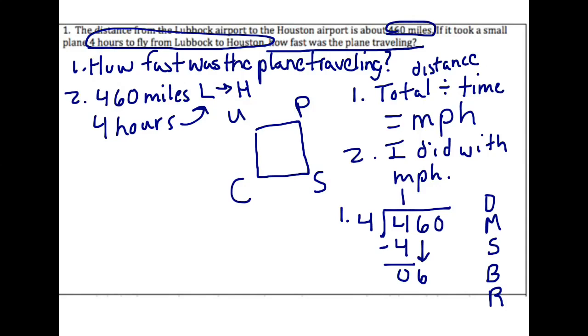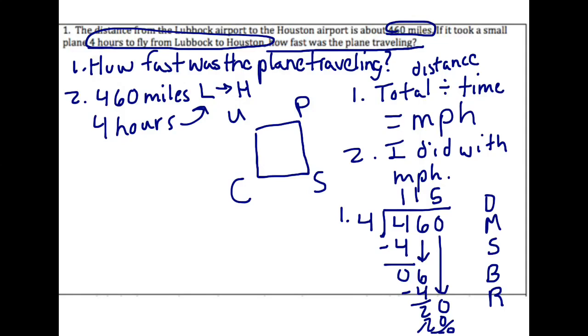4 goes into 6 one time. 1 times 4 is 4. 6 minus 4 is 2. Bring down the 0 and repeat. 4 times something gets me 20. 4 times 5. 4 times 5 is 20. 20 minus 20 is 0.